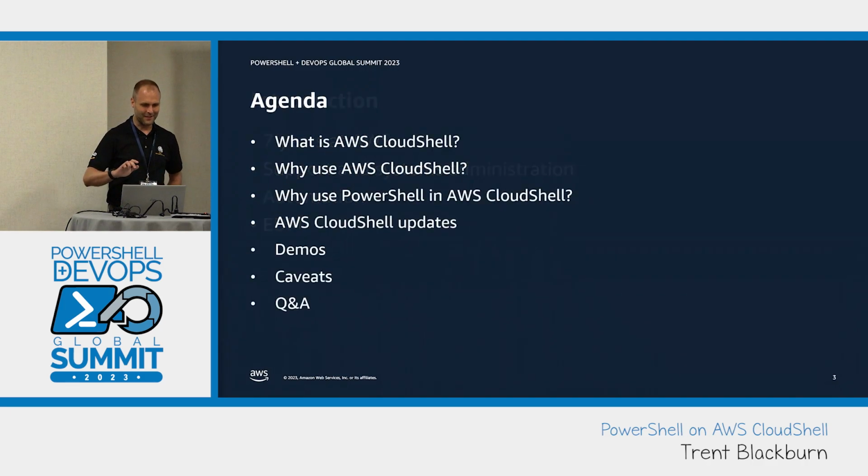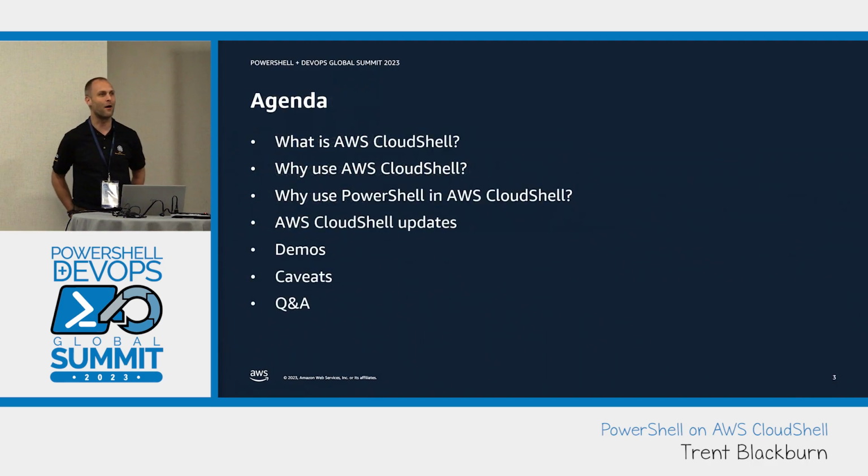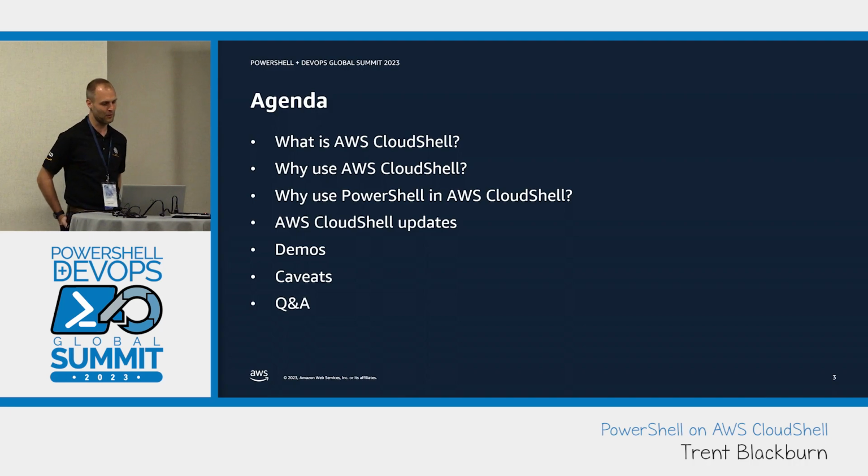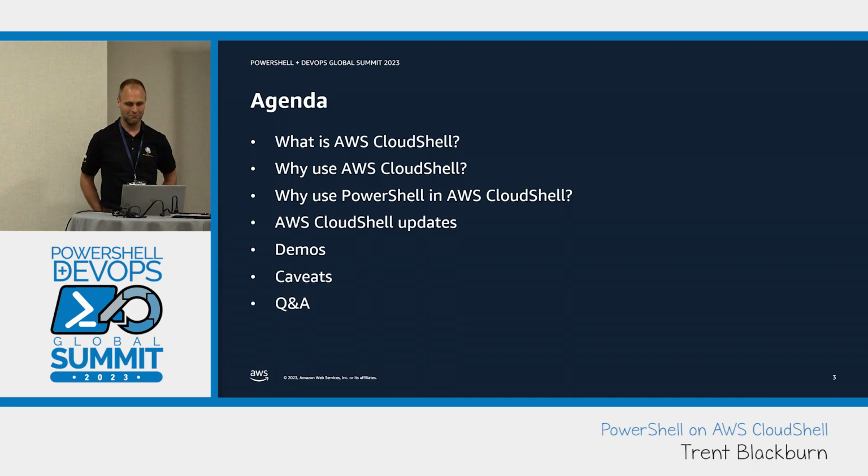So the agenda for today's session, we're going to talk about what AWS CloudShell is as a very first starting point. We're going to talk about why you should use it, and then why you should use PowerShell in AWS CloudShell. Some updates around the product in general over the last few years. Going to cover lots of demos. There are a few little pitfalls and caveats that are important to know about with CloudShell, as it is not perfect. And finally, we'll have some time at the end for some questions and hopefully some answers.